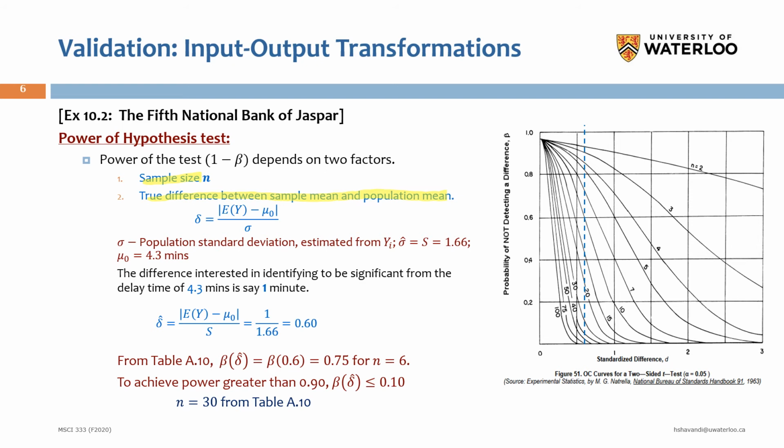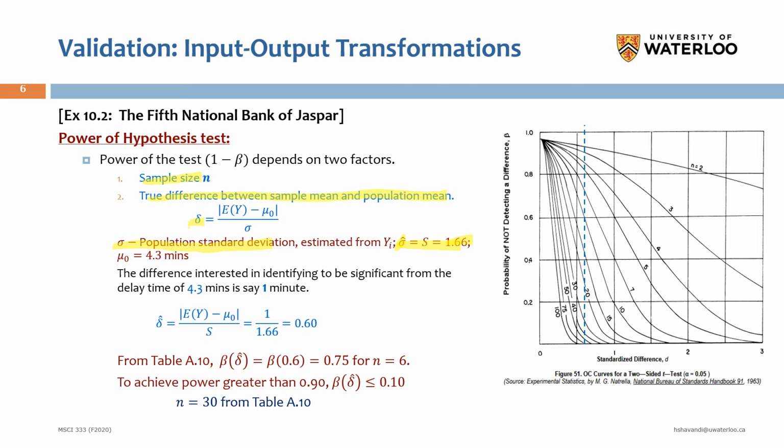So the delta, as the true difference, is this: the absolute difference between the sample mean and population mean divided by sigma, and the sigma here is the population standard deviation. Okay, and we can estimate that standard deviation by sigma hat, as S, obtained from the sample data. So that's the true difference.